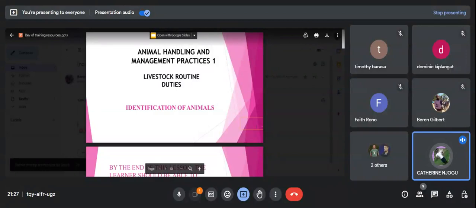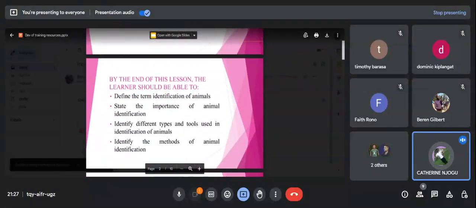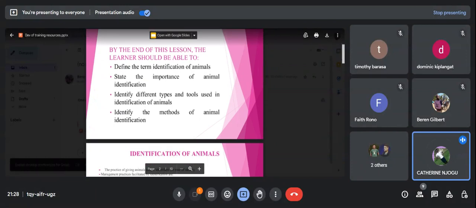So let us start our lesson today and you're going to discuss identification of animals. By the end of this lesson, you should be able to define the term identification of animal. You should be able to state the importance of animal identification. You should be able to identify the different types and tools used in identification of animals and the main methods of animal identification.